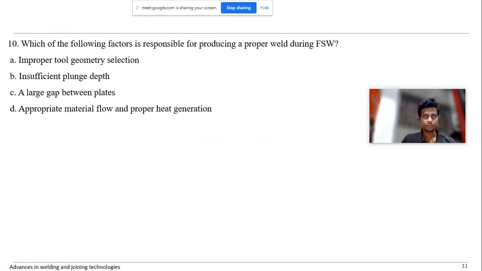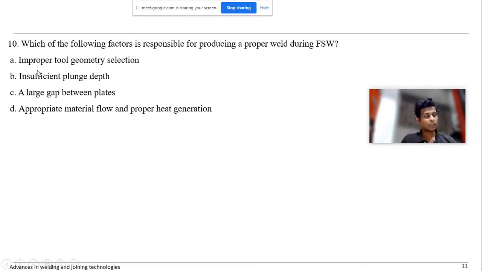I think sir has taken more than one class, one session, to explain friction stir welding. Any of you can comment on the solution for this. Which of the following factors is responsible for producing a proper weld during friction stir welding? We need to get a proper weld.